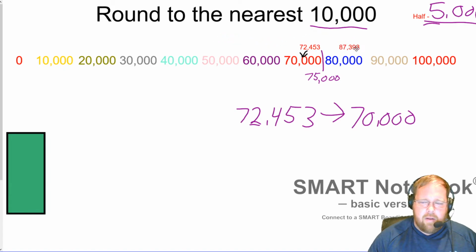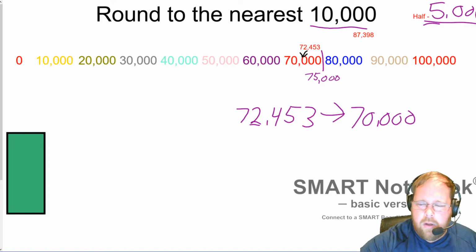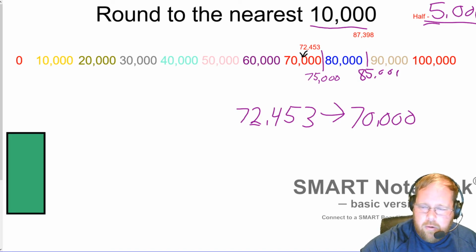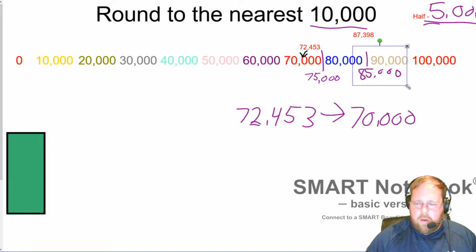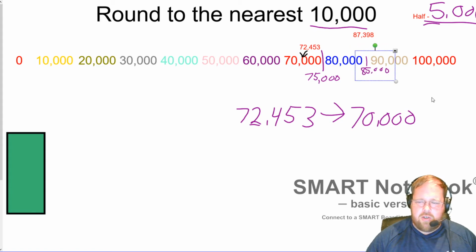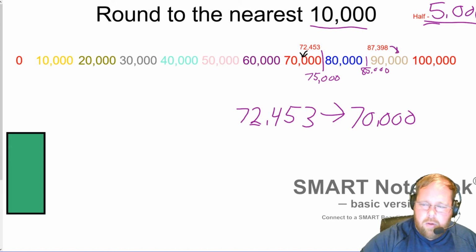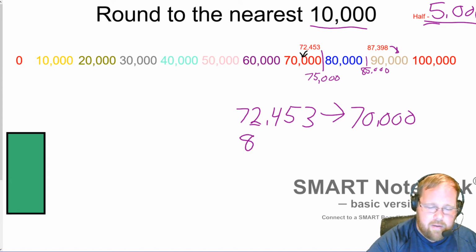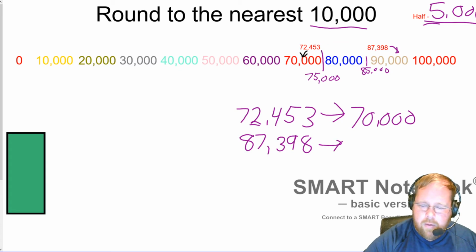87,398. 70,000, 80,000. So it's coming in between 80,000 and 90,000. And we know that right in between is 85,000. Look how far apart those zeros are. So 85,000. If we're placing it, is it coming before 85,000 or after 85,000? Think. It's coming after 85,000. Very good. So now we're rounding to 90,000. So 87,398 rounds to 90,000.